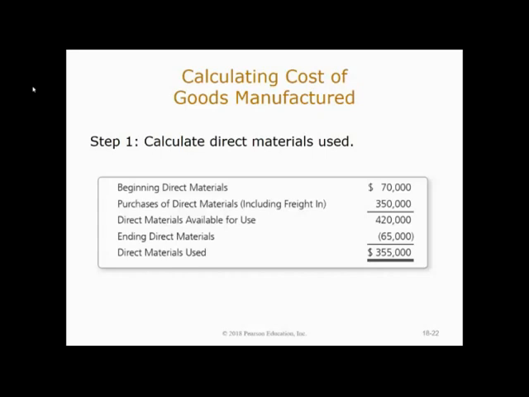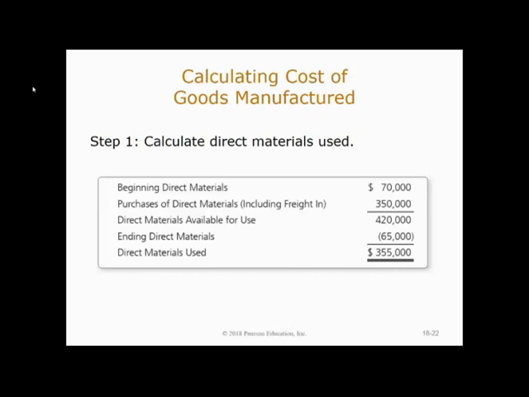If we start with the beginning amount of direct materials, again, just raw, unfinished stuff that's sitting around that we had at the beginning of the period, and we add to it the amount that we got during the period, our additions, well, that gives us how much we could have used. So if this particular company had $70,000 in direct materials when the period began, and they bought another $350,000, that means they have $420,000 of direct materials, which they could have used during the period.